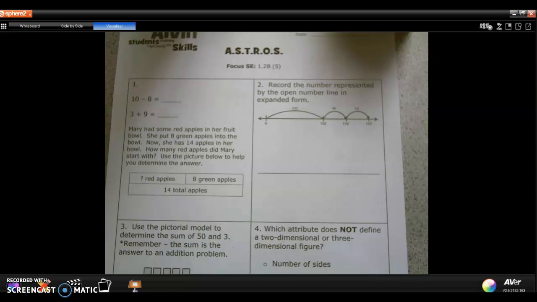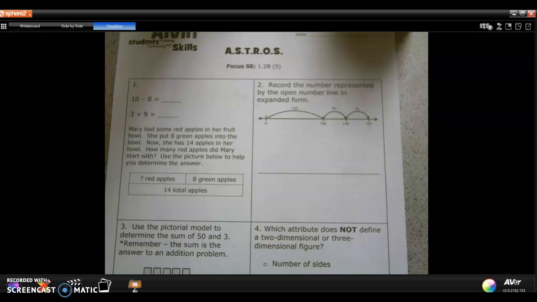you solve it. The second part is, Mary had some red apples in her fruit bowl. She put 8 green apples into the bowl. Now she has 14 apples in her bowl. How many red apples did Mary start with? Use the picture below to help you determine the answer.